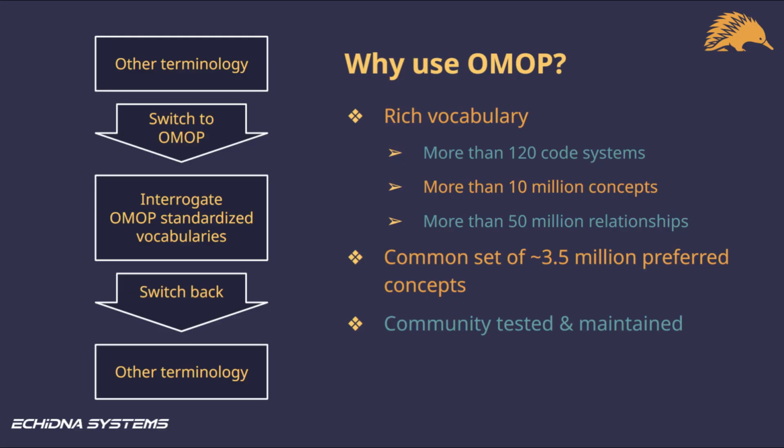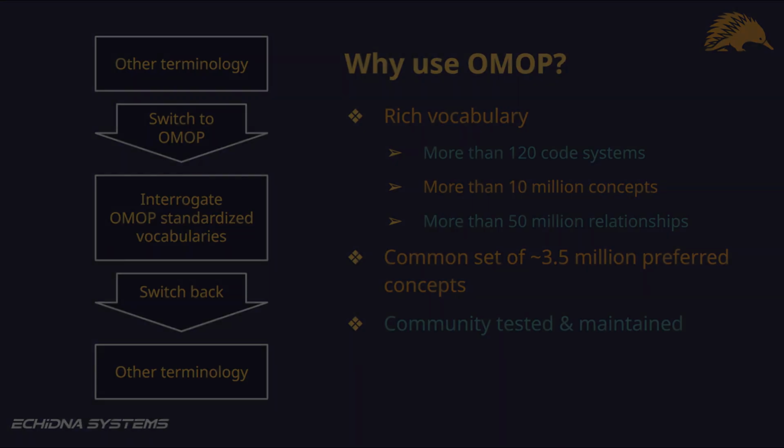Echidna uses the OMOP standardized vocabularies because they offer a convenient way for you to perform many operations on medical terminologies. Very often, you will start the operation by translating from the code system you're working with to the OMOP terminology, perform the operation, and then translate back. It's quite simple, so let's dive into an example.